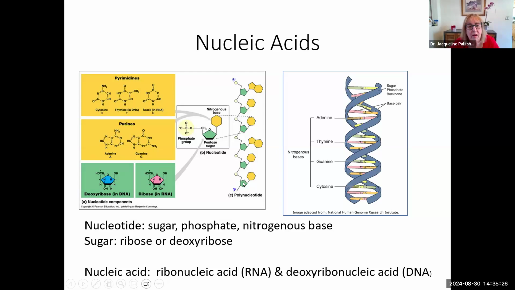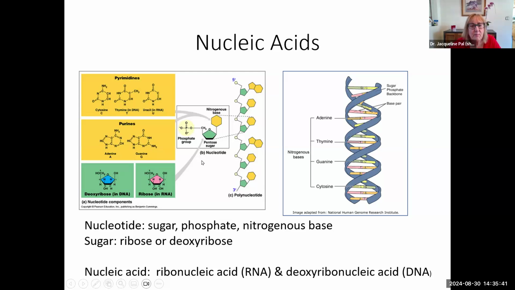Okay, so if this was DNA, these would be blue instead of green, and if this was RNA, you can make these pink instead of green in the backbone.